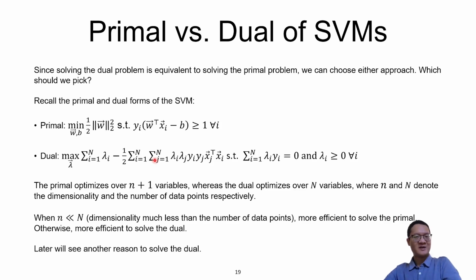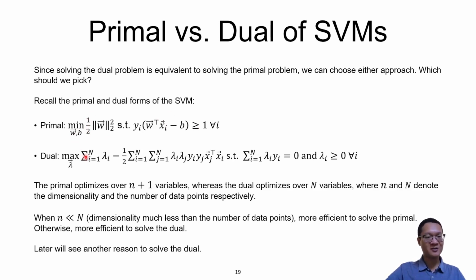Now let's compare the primal and the dual problems of SVM a little bit. If you look at the primal problem, the number of variables is actually little n plus 1, where n is the dimensionality of W. Remember, W has the same number of dimensions as the data points X. So n is just the dimensionality of each data point. The optimization here is over little n plus 1 variables.